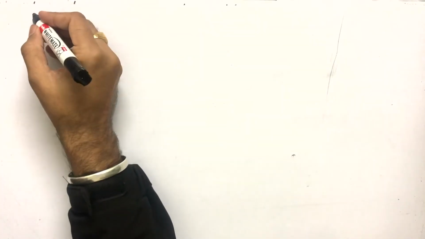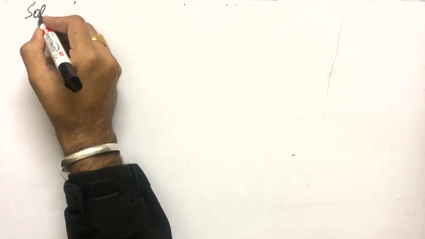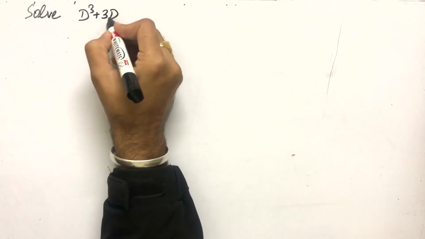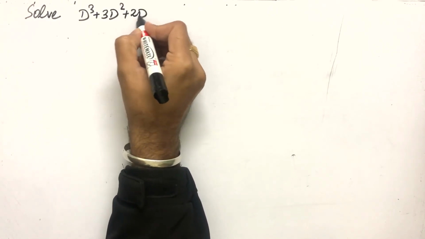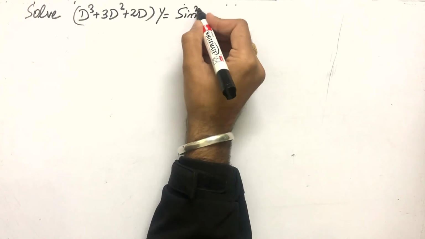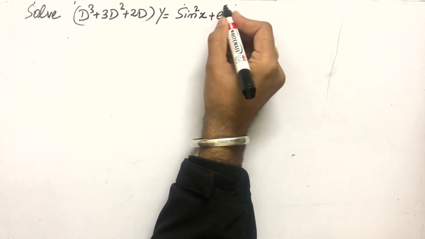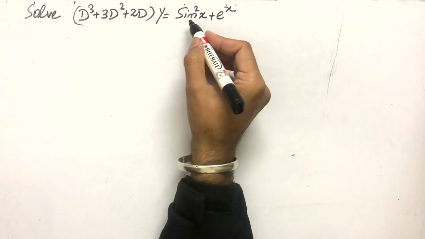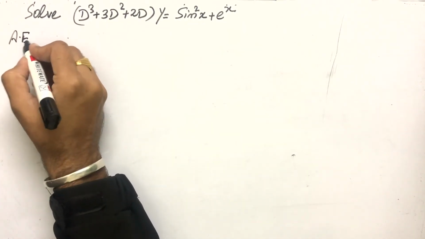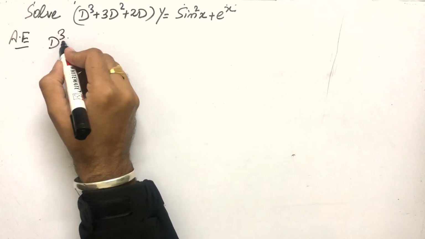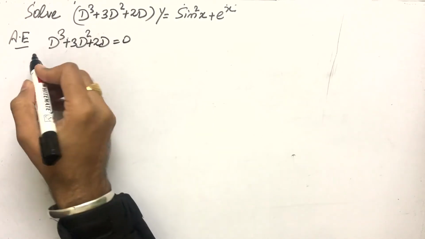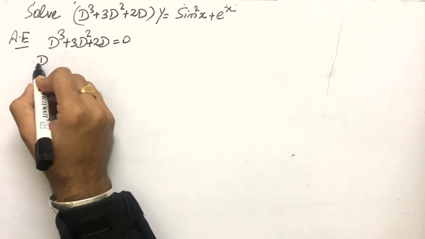Okay, let us solve another numerical, that is solve (D^3 + 3D^2 + 2D) y = sin^2 x + e^x. Let us see how we can solve this type of numerical, but before that we simply solve the auxiliary equation, that is D^3 + 3D^2 + 2D = 0, and very easily we can take D common.